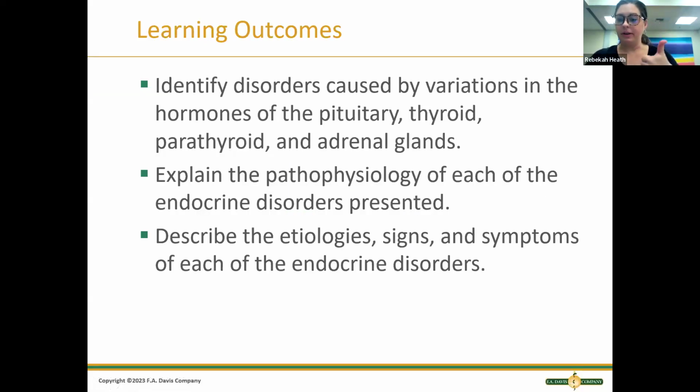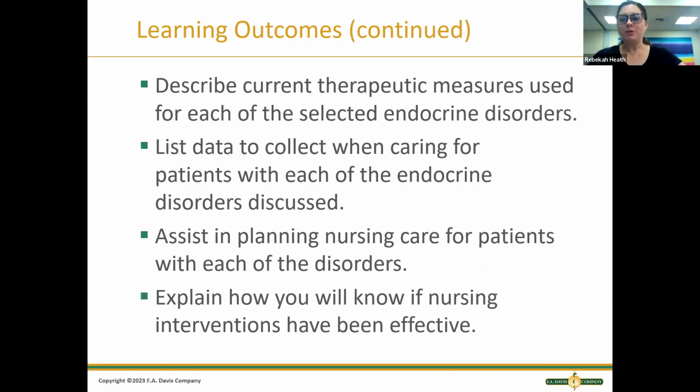We're going to talk about the various disorders caused by hormones of the pituitary, thyroid, parathyroid, and adrenal. These can be pretty confusing because some of their symptoms can be very similar. But we are going to go through the pathophysiology, their signs and symptoms, and hopefully get a better understanding of them all. We're also going to talk about therapeutic measures. So how do we help these people with these diseases?